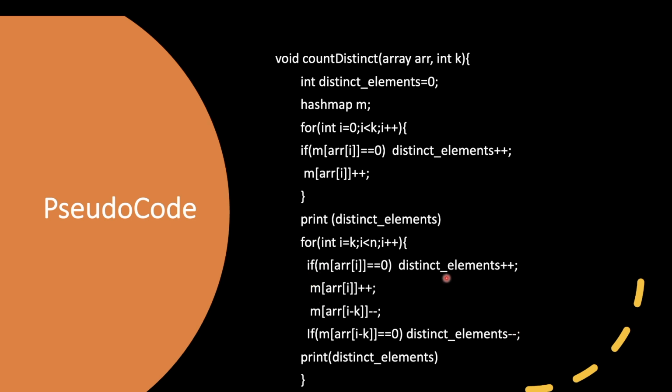We take the next element, and if the next element's frequency is 0, we increment distinct elements. We also increment its frequency. We need to remove the last element, so we reduce its frequency, and if its frequency becomes 0, that means we have lost an element, so we do distinct elements minus minus, and then we print the distinct elements.